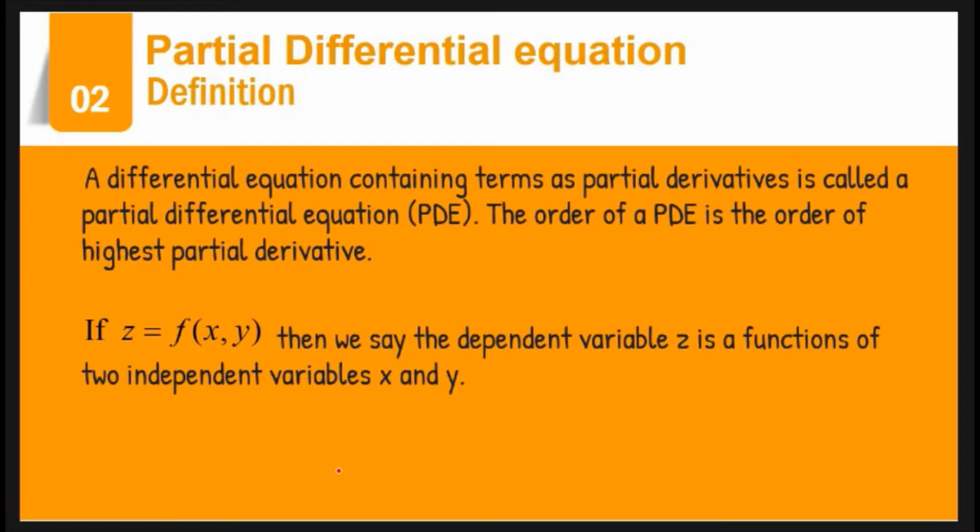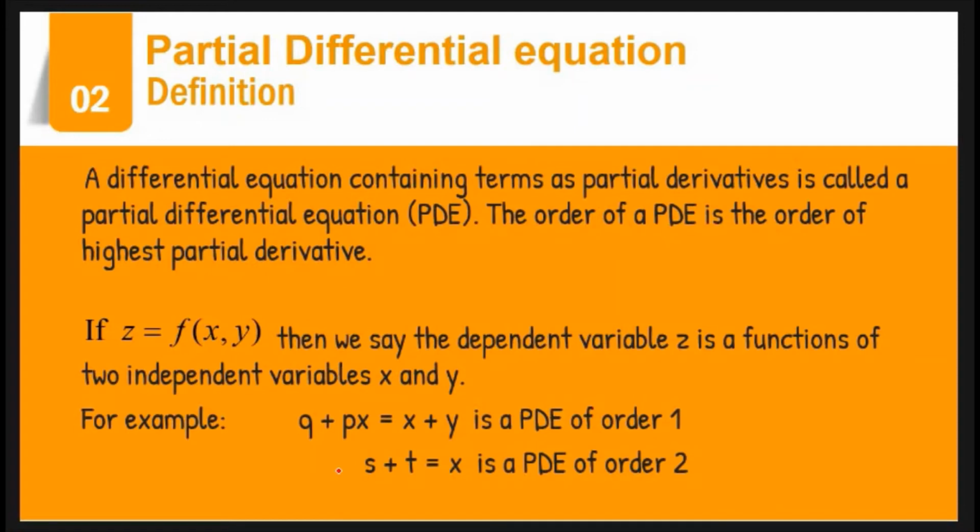Now let me explain the order with the help of an example. So here q plus px equal to x plus y is a partial differential equation of order 1, and s plus t equal to x is a partial differential equation of order 2. Now you may be wondering, there is no partial derivative, but still I stress on the word partial differential equation, because here q and p are the derivatives, s and t are the derivatives, they are not the variables. I will explain this in the next slide.